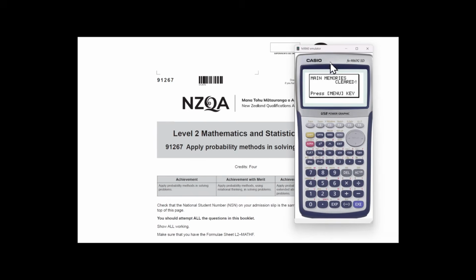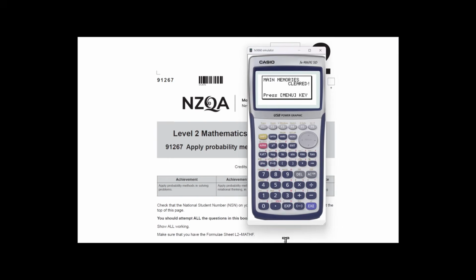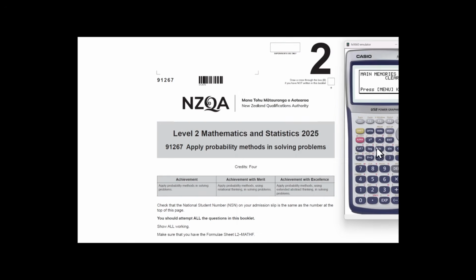I haven't seen this before, and I'm going to use the Casio calculator that is by far the most common calculator that's going to be used. And if necessary, I'll just use the formula tables that are given to you. So let's jump straight in. Have a look at question one.